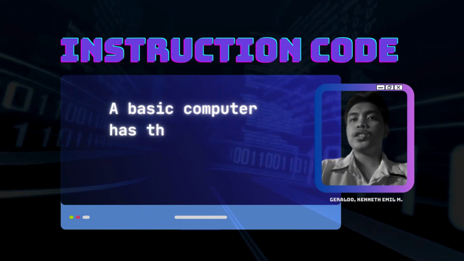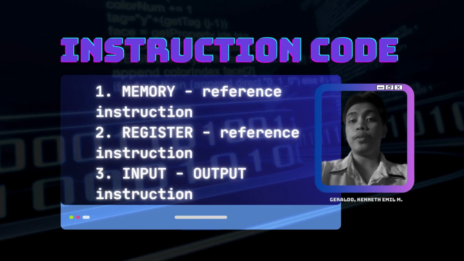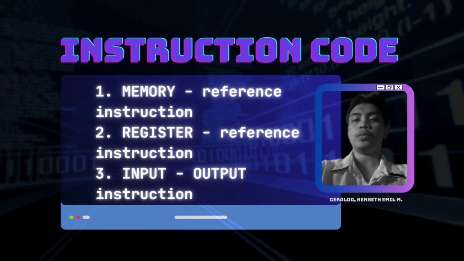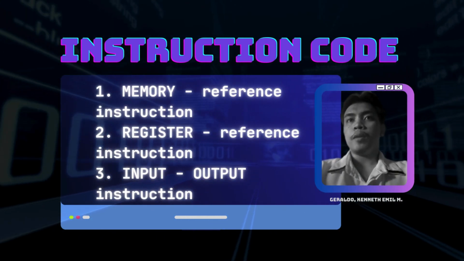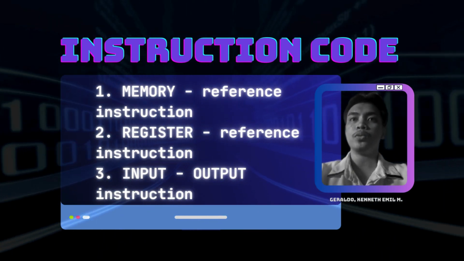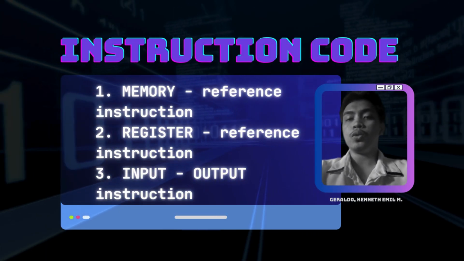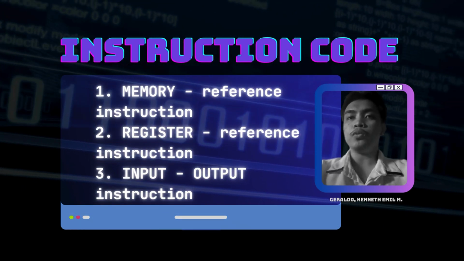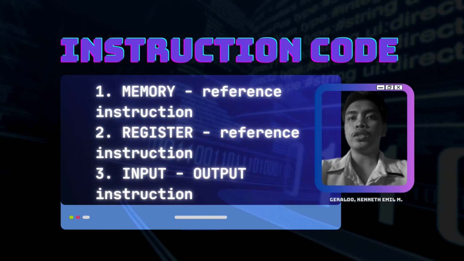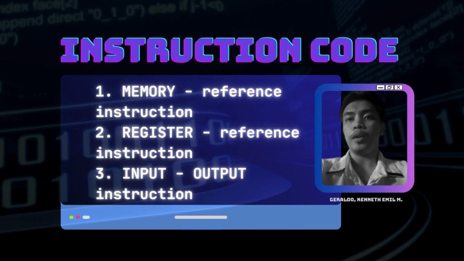A basic computer has three instruction code formats, which are memory reference instruction, register reference instruction, and input-output instruction. First is memory reference instruction. This instruction format uses memory addresses to perform operations like loading data from memory or storing data into memory. It generally involves a CPU accessing data stored in the computer's memory. Common operations include fetching data from memory, performing calculations, or writing data back to memory.